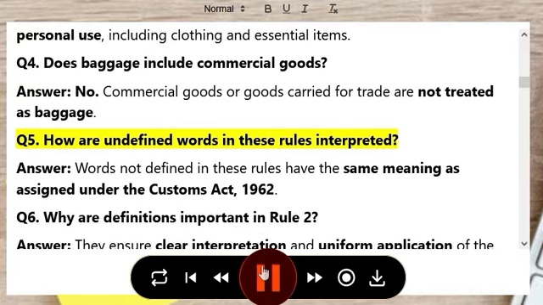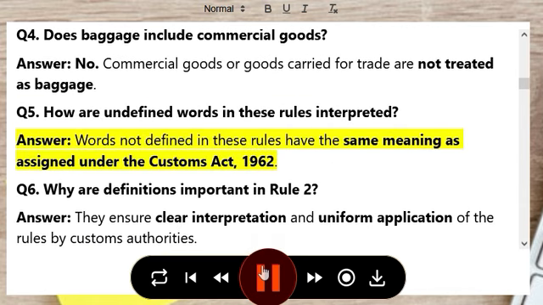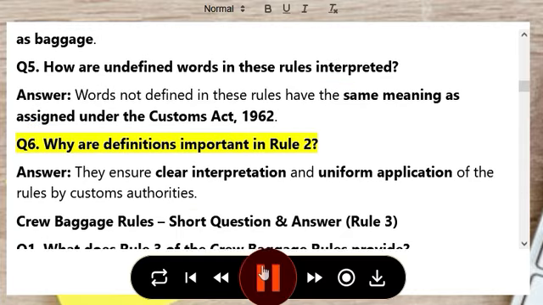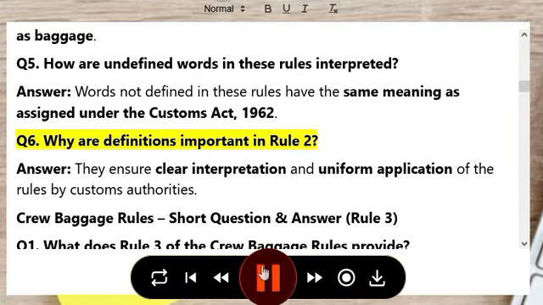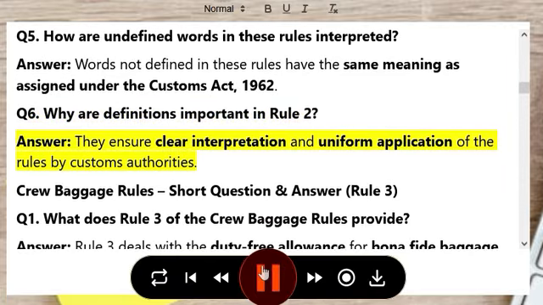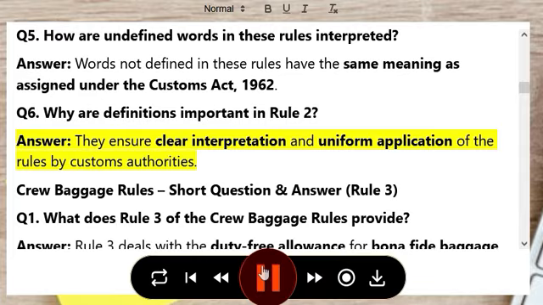Q5. How are undefined words in these rules interpreted? Answer. Words not defined in these rules have the same meaning as assigned under the Customs Act 1962. Q6. Why are definitions important in Rule 2? Answer. They ensure clear interpretation and uniform application of the rules by customs authorities.